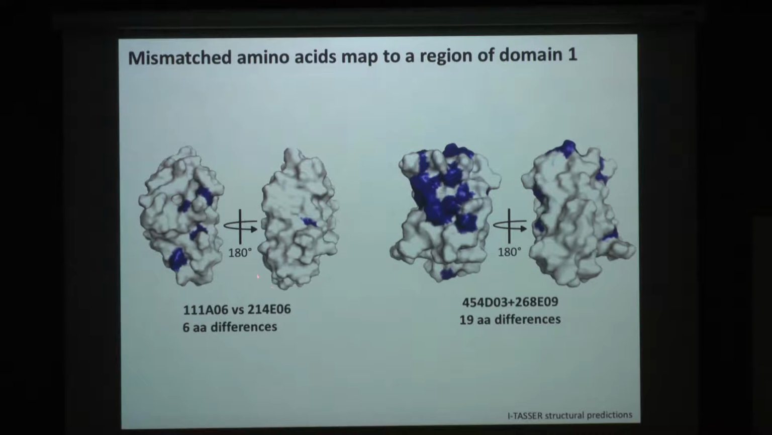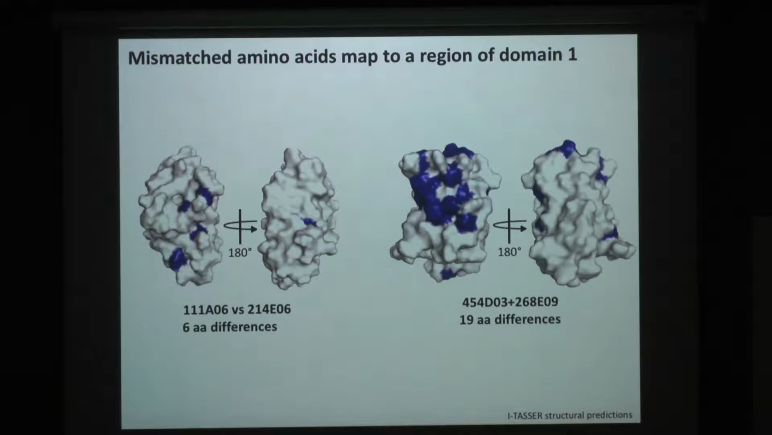So this is just the first domain. This is the surface representation of the predicted 3D structure of the protein. And then each blue spot is where one of those variable positions is. What we found is that in both of these cases, it looks like all the variation is on one side of the protein, not on the other, right?